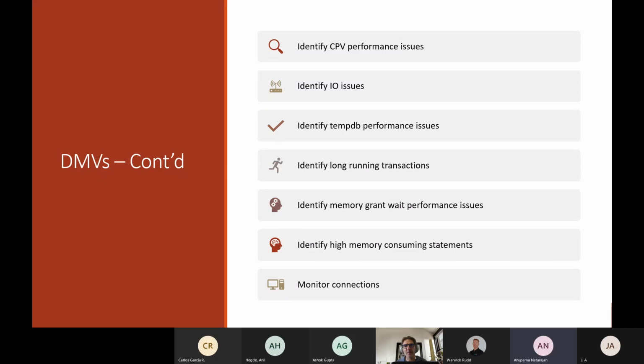So when we looked at this particular DMV, which allows us to monitor the different connections established to the Azure SQL, we were able to pin down that someone else from this particular server was trying to connect to the Azure SQL database, and we were able to figure out who that person is and what the purpose of that was.